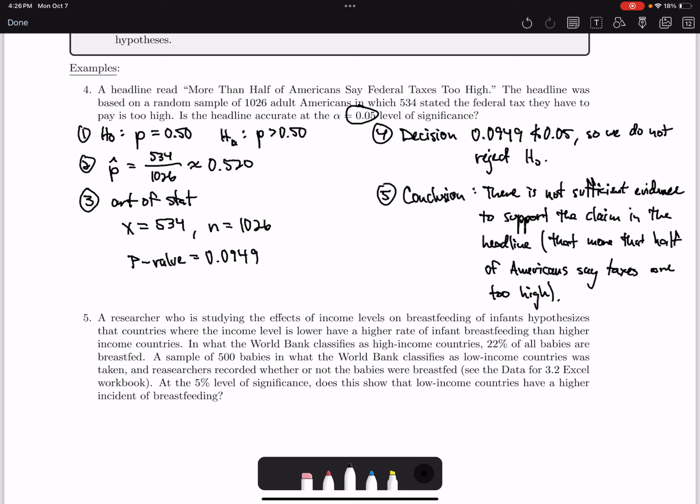It is interesting to note that our sample proportion was 52%. That's more than 50%, right? But it wasn't different enough for us to say for sure that the majority of Americans feel this way, right? We would need a larger sample size, I think, to make that declaration. And even then, there's only like a 2% difference between this and that, right? So it's just not that substantial.